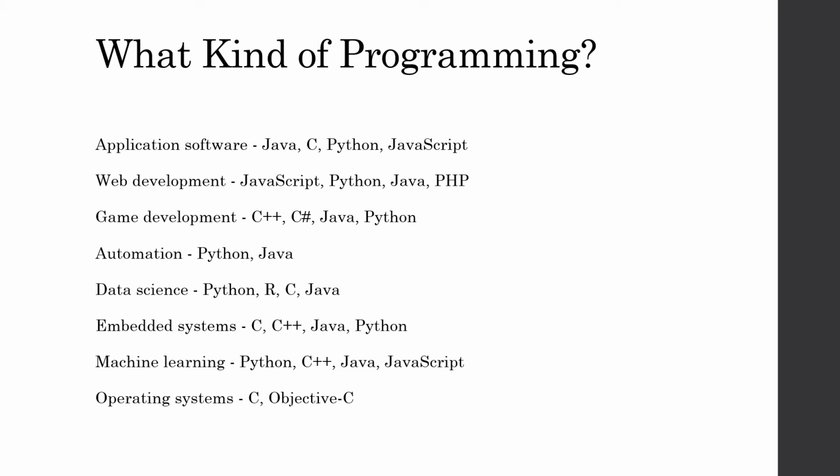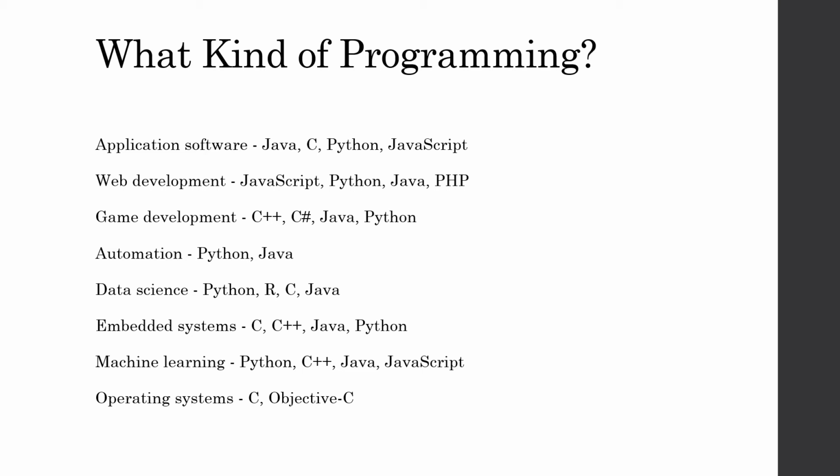Machine learning is another one where Python is clearly ahead of everything else, but we also have C++, Java, and JavaScript. And then for operating systems, this again is similar to game development and embedded systems. In this case, you have languages that are described as being closer to the hardware. The two primary ones you see are C and Objective-C. C is the language used for the Windows operating system, and Objective-C is the language used for Mac OS.